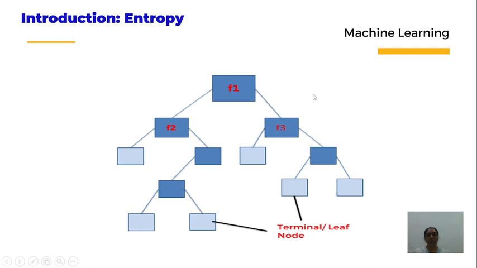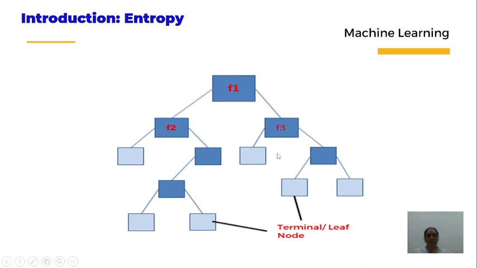So consider we have a data set containing some features F1, F2, F3, and we want to construct the decision tree. The first step is to select the right attribute for building the decision tree. Which is the first feature I should select as a root node? For that, the entropy technique is helpful.